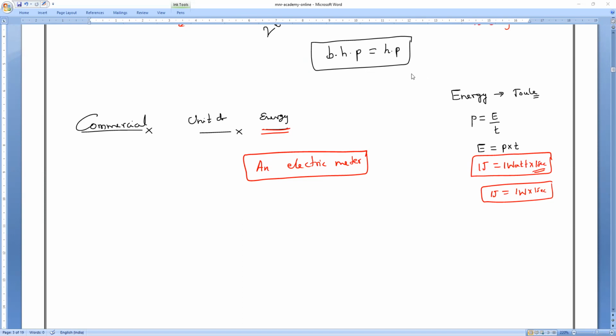Tell me, guys. What is actually a commercial unit of energy? It is the unit only. The commercial unit of energy is basically the unit. But this unit is more commercial. The official commercial unit of energy is the kilowatt hour. So please write it. Kilowatt hour is represented as small k, capital W, small h.